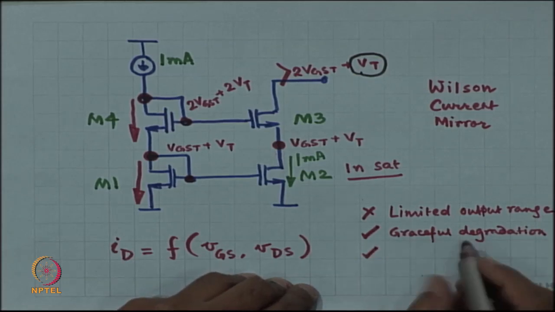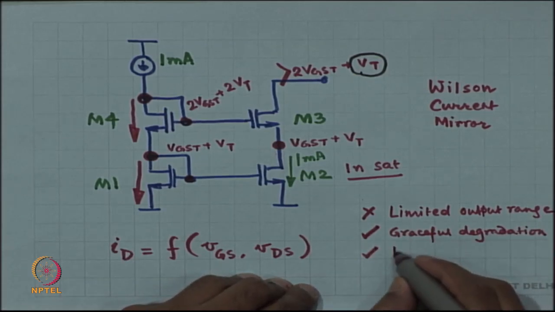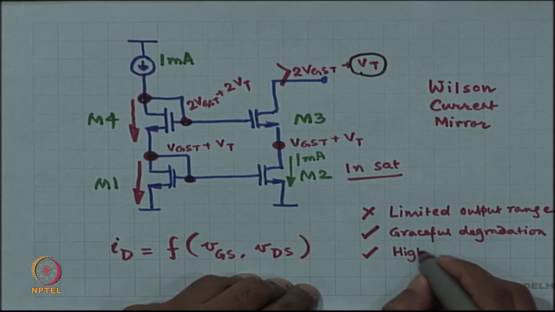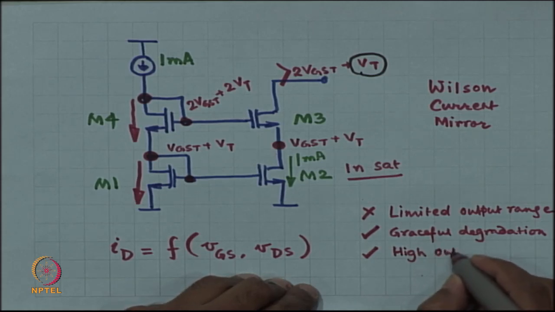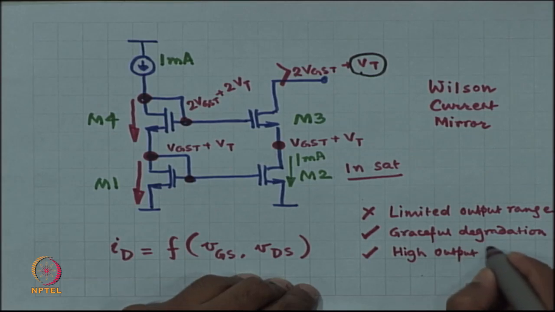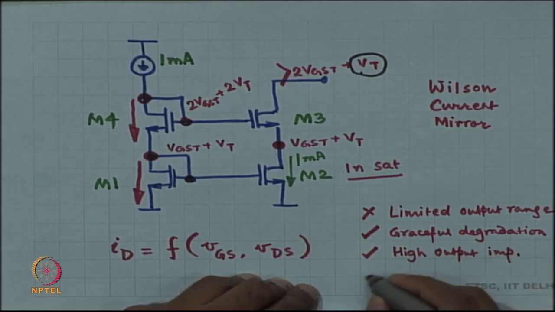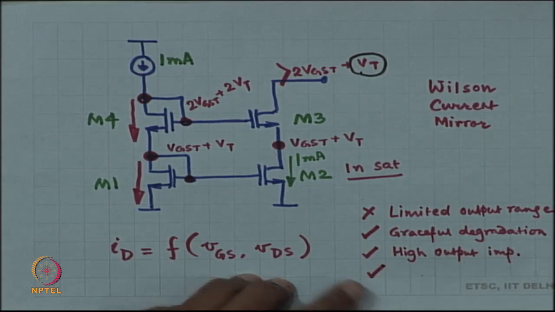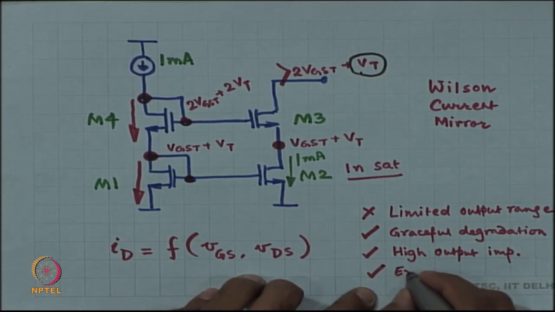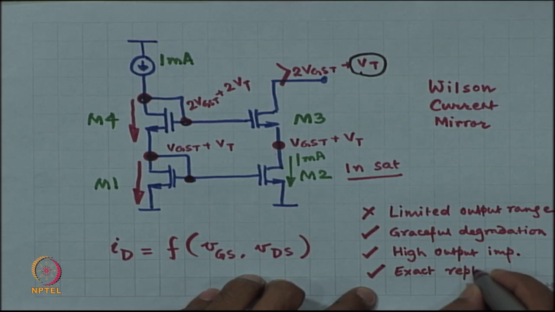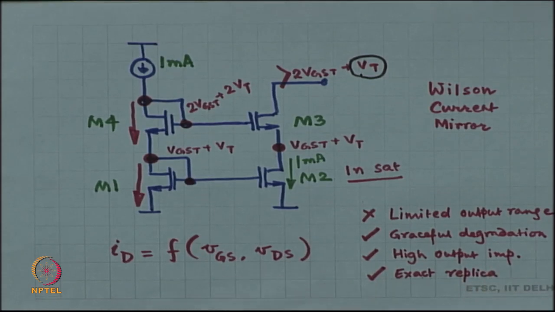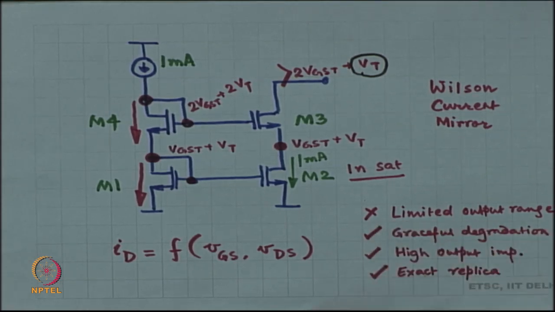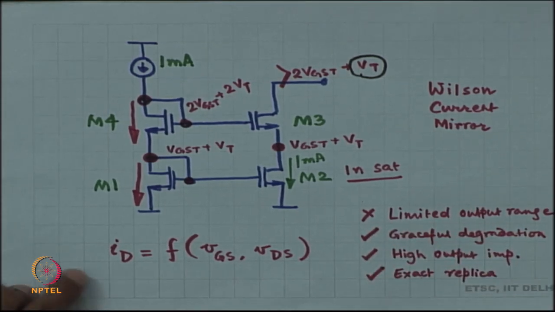And then another good is high output impedance, and then another good is exact replica. All right. So there are some good things, there is this extra cost.